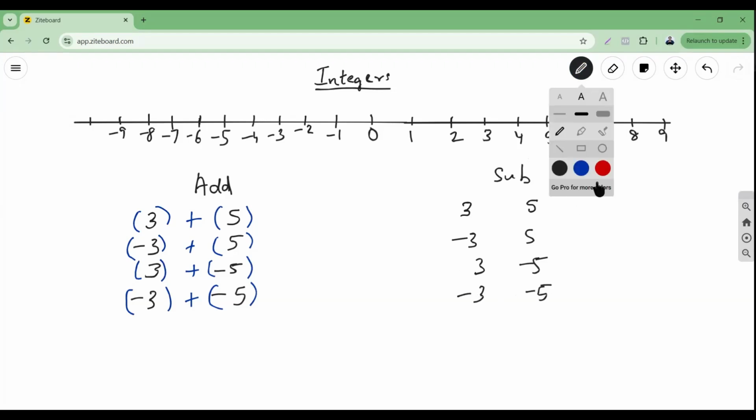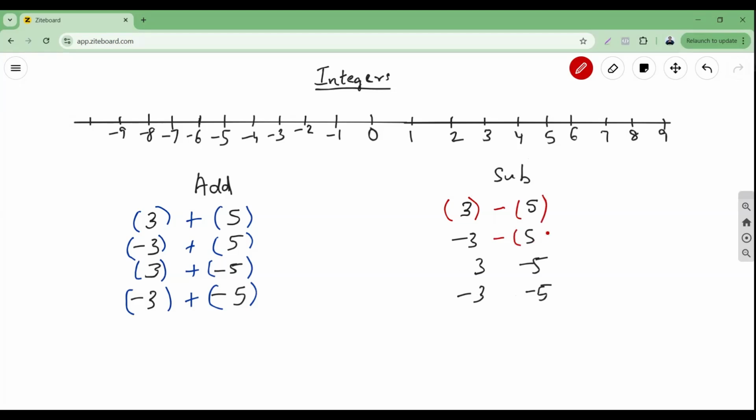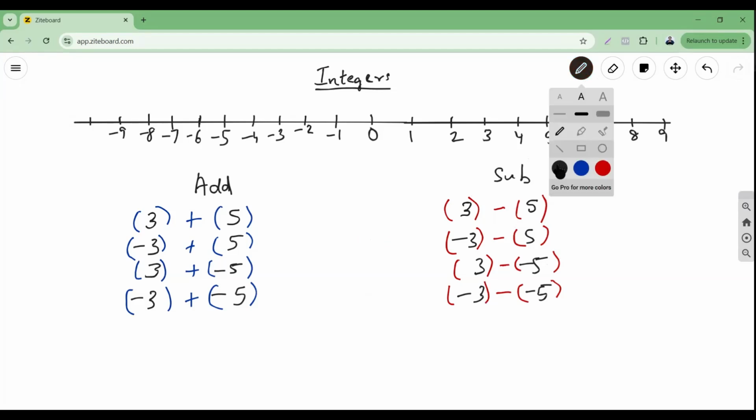Now here, we are going to do subtraction. We are going to use the same kind of brackets to understand that these numbers are like this. And yeah, here it is. Our questions are ready. Now let's try to find the answers.